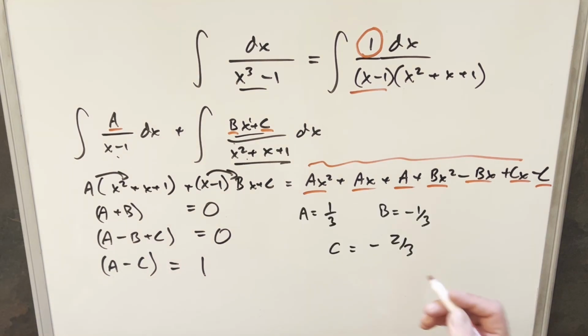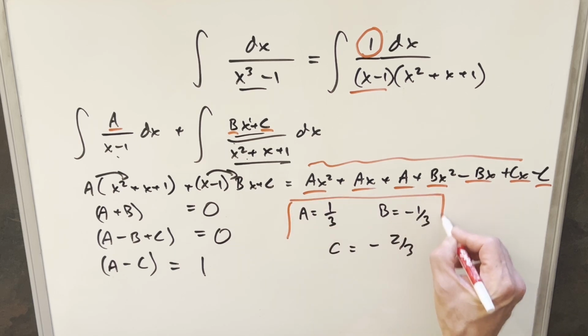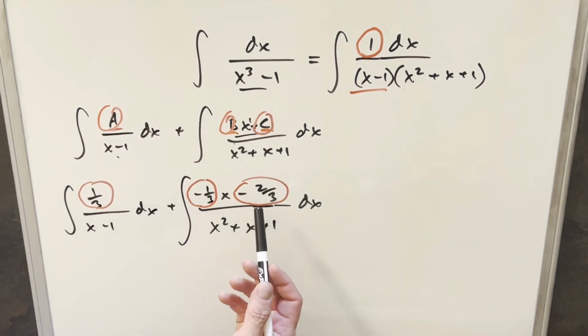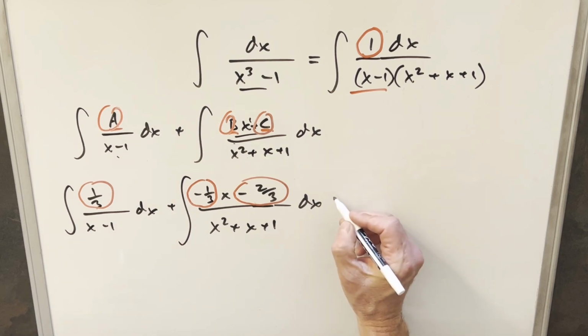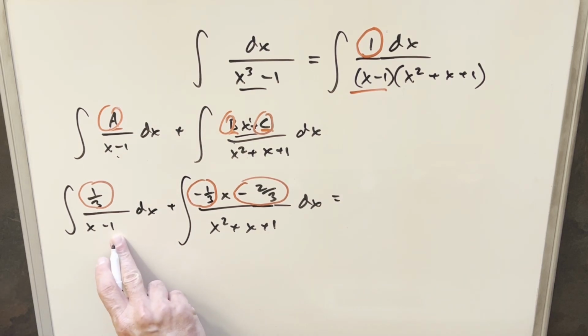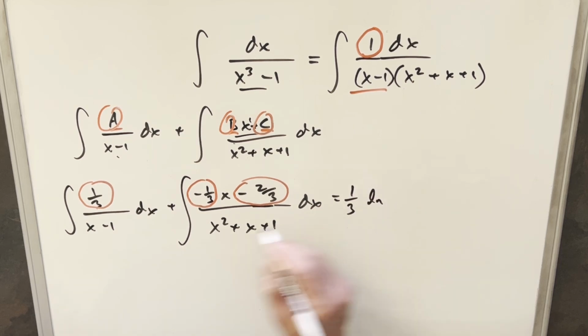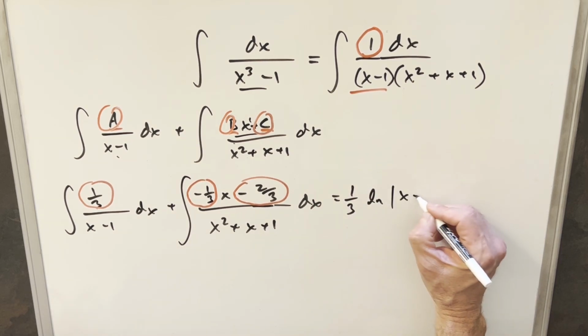So when I solved this system earlier, I got these three values for A, B, and C. Now that we have our values for A, B, and C, I'm going to plug this back into our integral, and then we can continue. Okay, so now that we've plugged back in our A, B, and C values, we can do some integration. On the first one, this is an easy integral. This is going to be just 1/3 natural log, and then we'll have the absolute value of x minus 1 here.